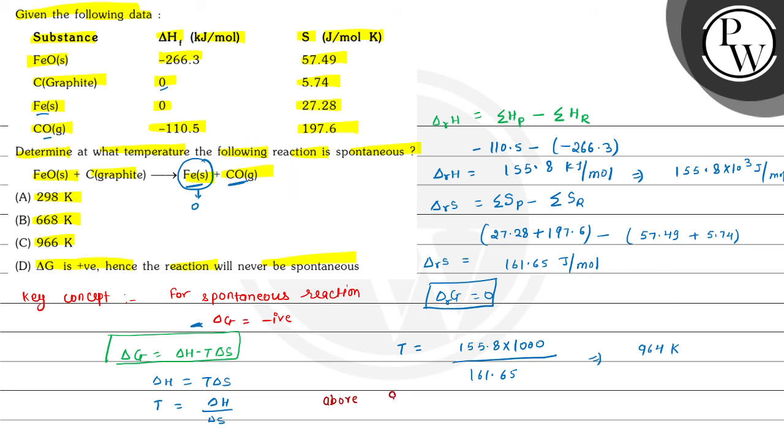above 964 Kelvin, the given reaction is spontaneous. Now in this question it is given that here option 966 is greater than 964, hence option C will be the correct choice for this question.